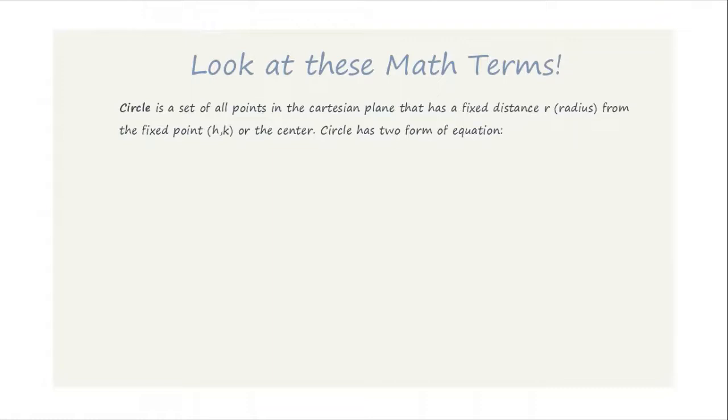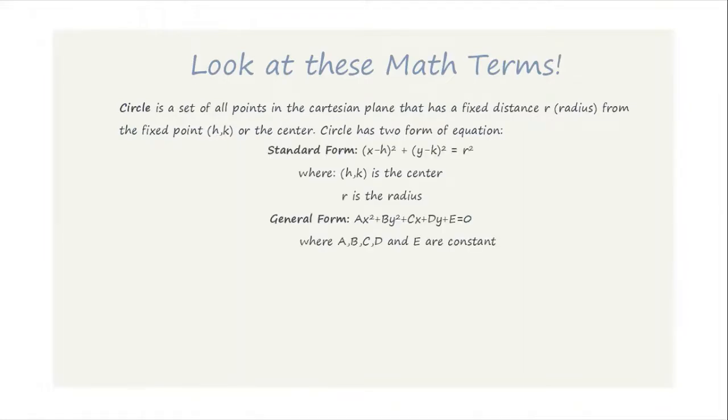Okay, again, let's have the math terms. So a circle is a set of all points in the Cartesian plane that has a fixed distance r or radius from the fixed point (h, k) or the center. So a circle has two forms of equation. First, as we have in standard form, we have (x − h)² + (y − k)² = r².